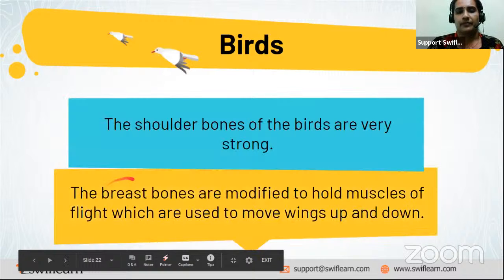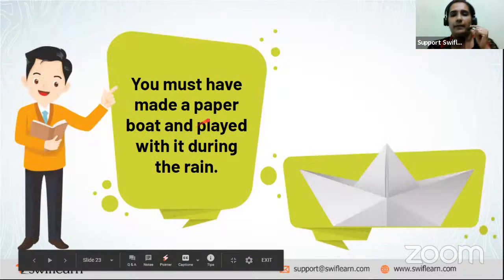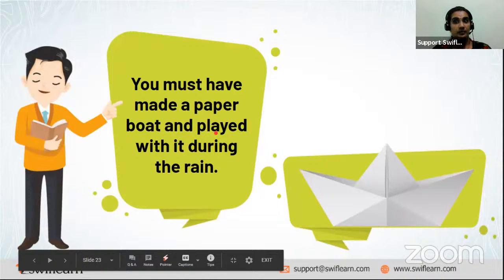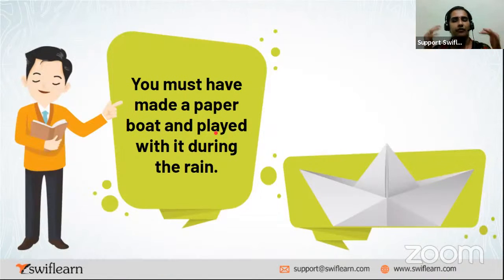Okay. Now, you must have made a paper boat. So understood about birds. How it is moving, it is making a full effort, the forelimb and hind limb. So that is about the birds.